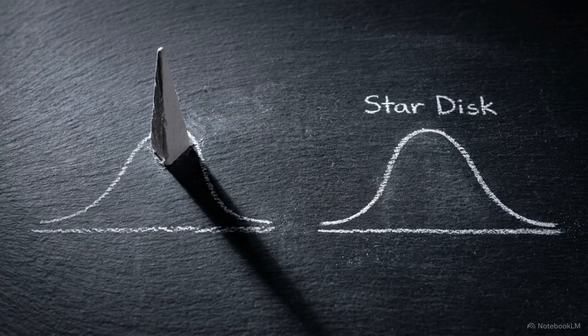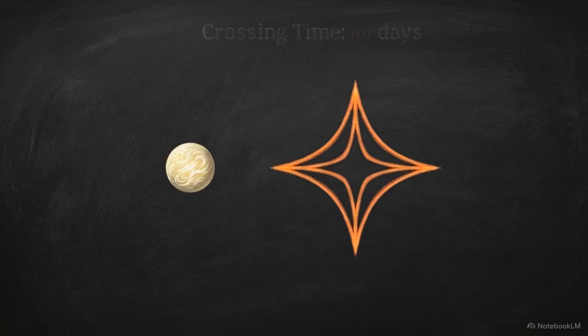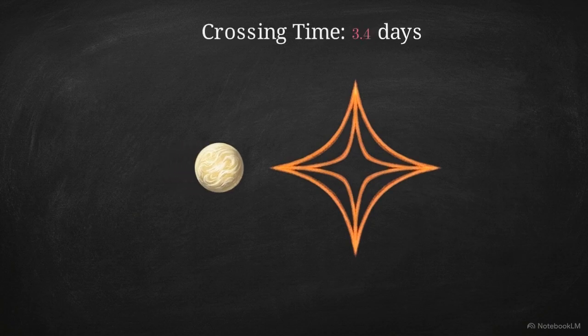To break this degeneracy and find the true scale, we measure the finite source effect. Instead of treating the background star as an infinitely small point, we calculate the exact time it takes its actual physical disk to cross the caustic boundary.